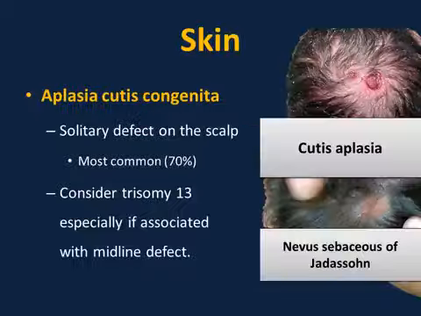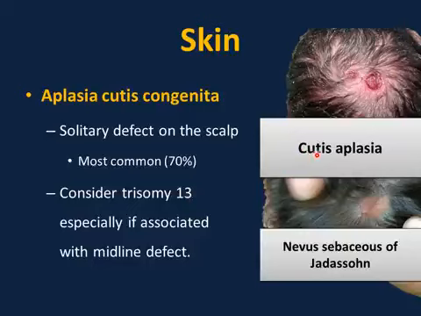Skin examination. Aplasia cutis congenita is simply an area without skin. It can be seen in the scalp, extremities, trunk, and varies in size, depth, and location. Very common to be isolated, 70% of cases. So if you have a newborn or infant with cutis aplasia, you do not need to order chromosomal or genetic studies, unless it is associated with other anomalies, for example, midline defect. Consider trisomy 13 in this case.